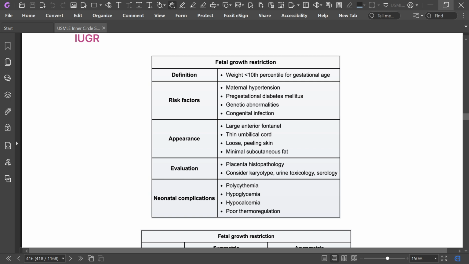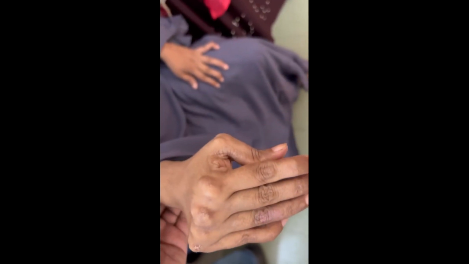Start with a video. Can you tell me the name of the diagnosis? Look at the hand of this young lady. Can you see the deformity? Put it in the comment box.